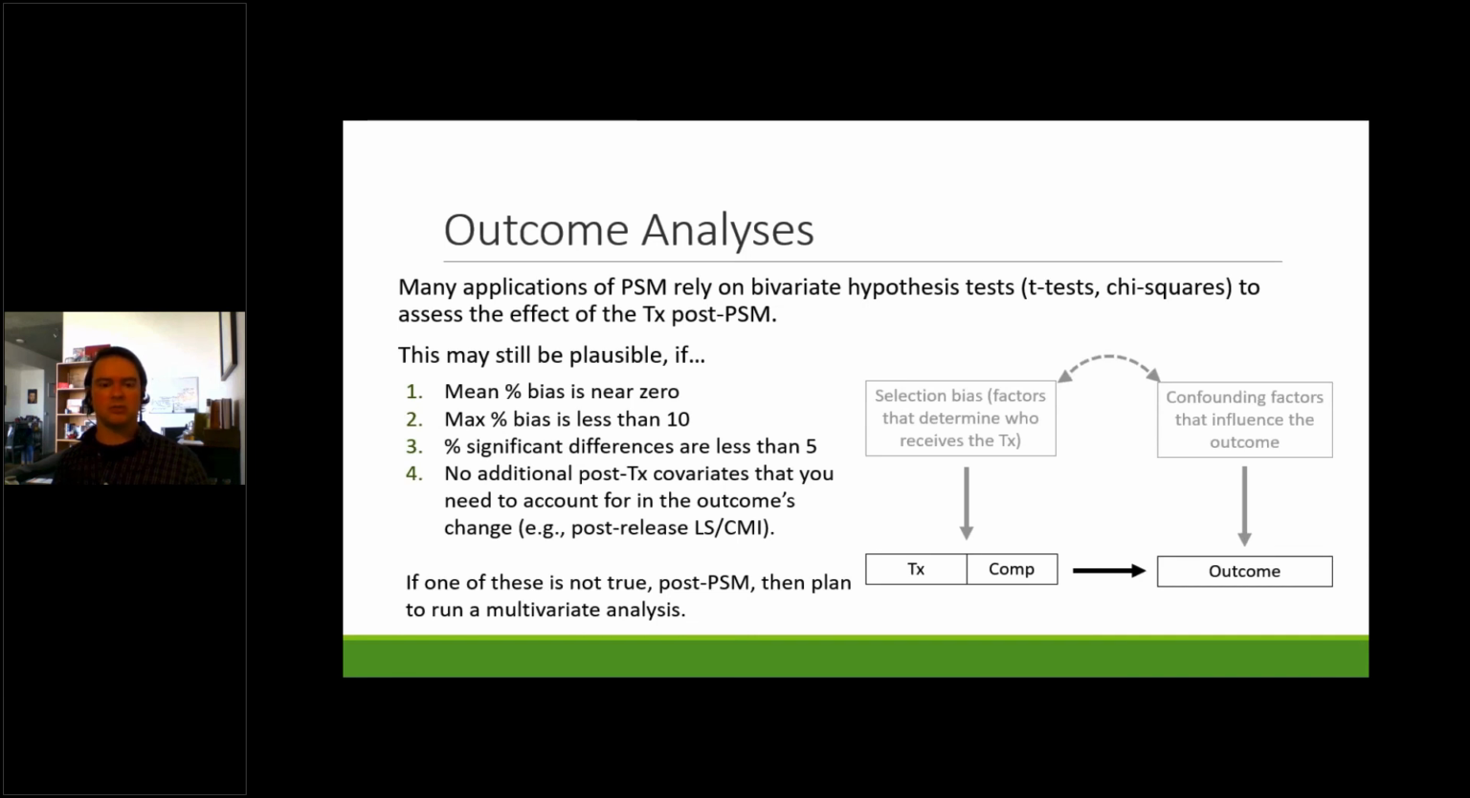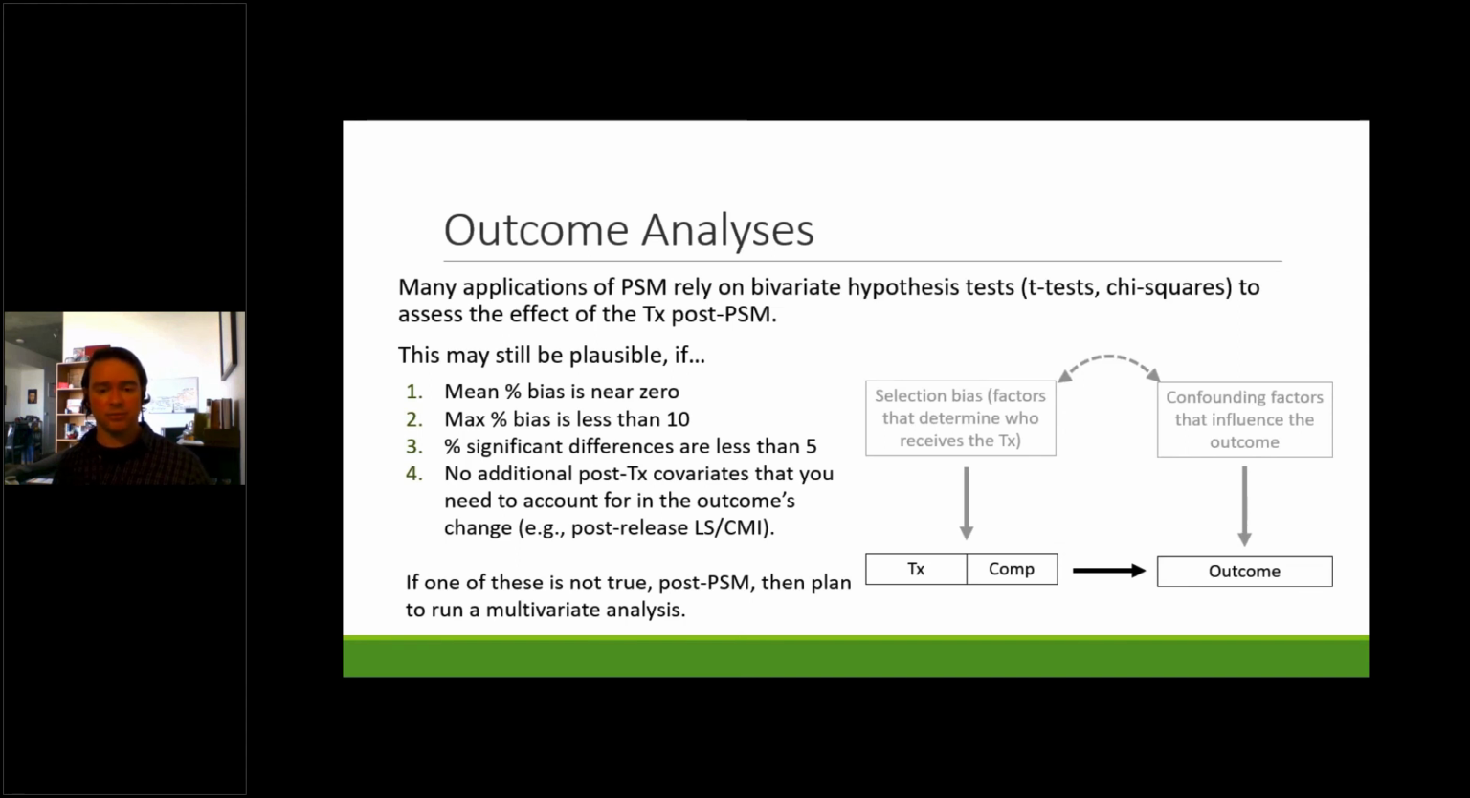However, you need to make sure that these things actually check out. So your mean percent bias is near 0. Your maximum percent bias is definitely less than 10. The percent significant differences, as we mentioned, are less than 5%. There are no additional post-treatment covariates that you need to account for in the outcomes change, and that's pretty much the critical one. That fourth one is likely not the case, especially in a lot of criminal justice applications. So there are other things that we need to account for, especially if we're thinking about the recidivism example. We really need to have those post-release LSCMI scores, those risk assessment scores that happen after the treatment.